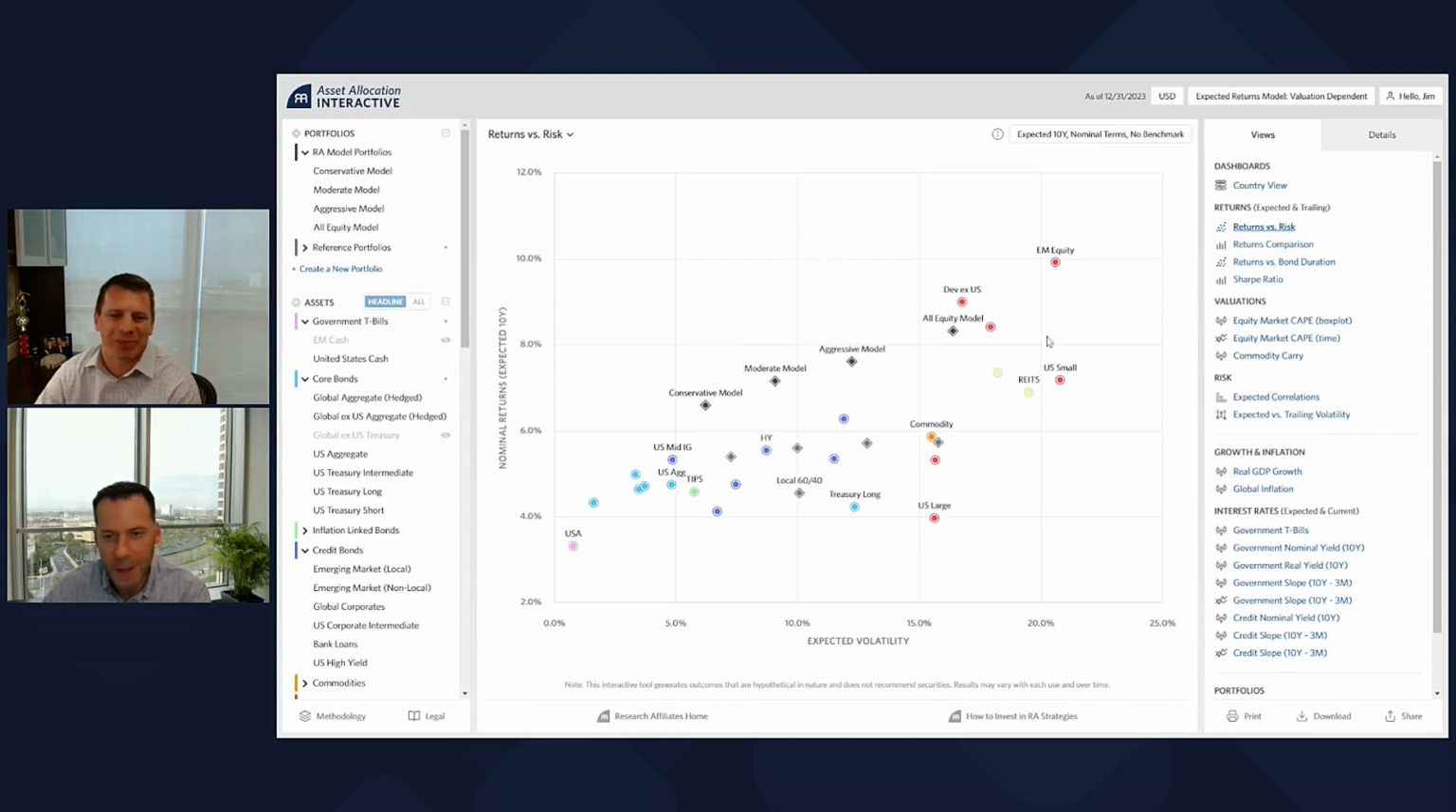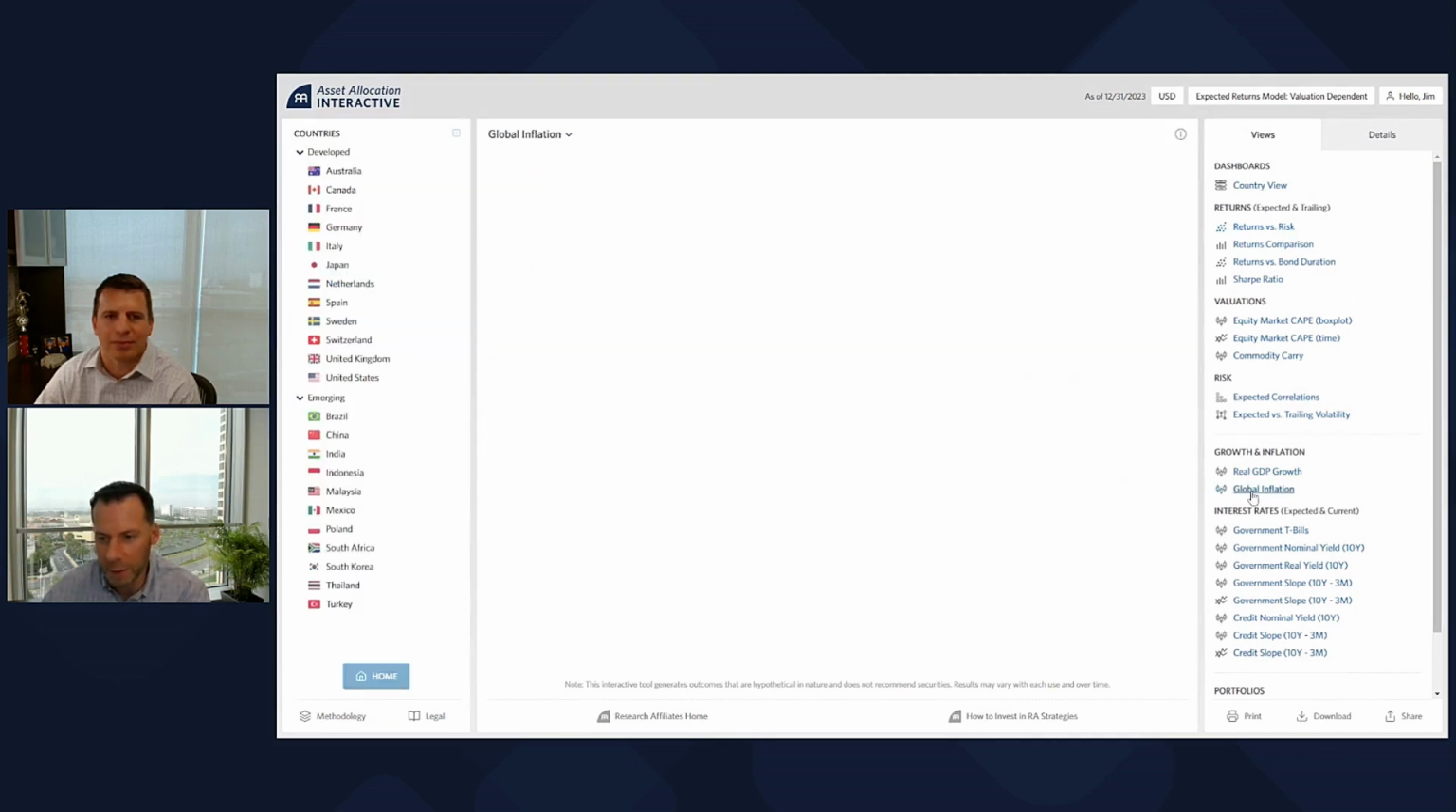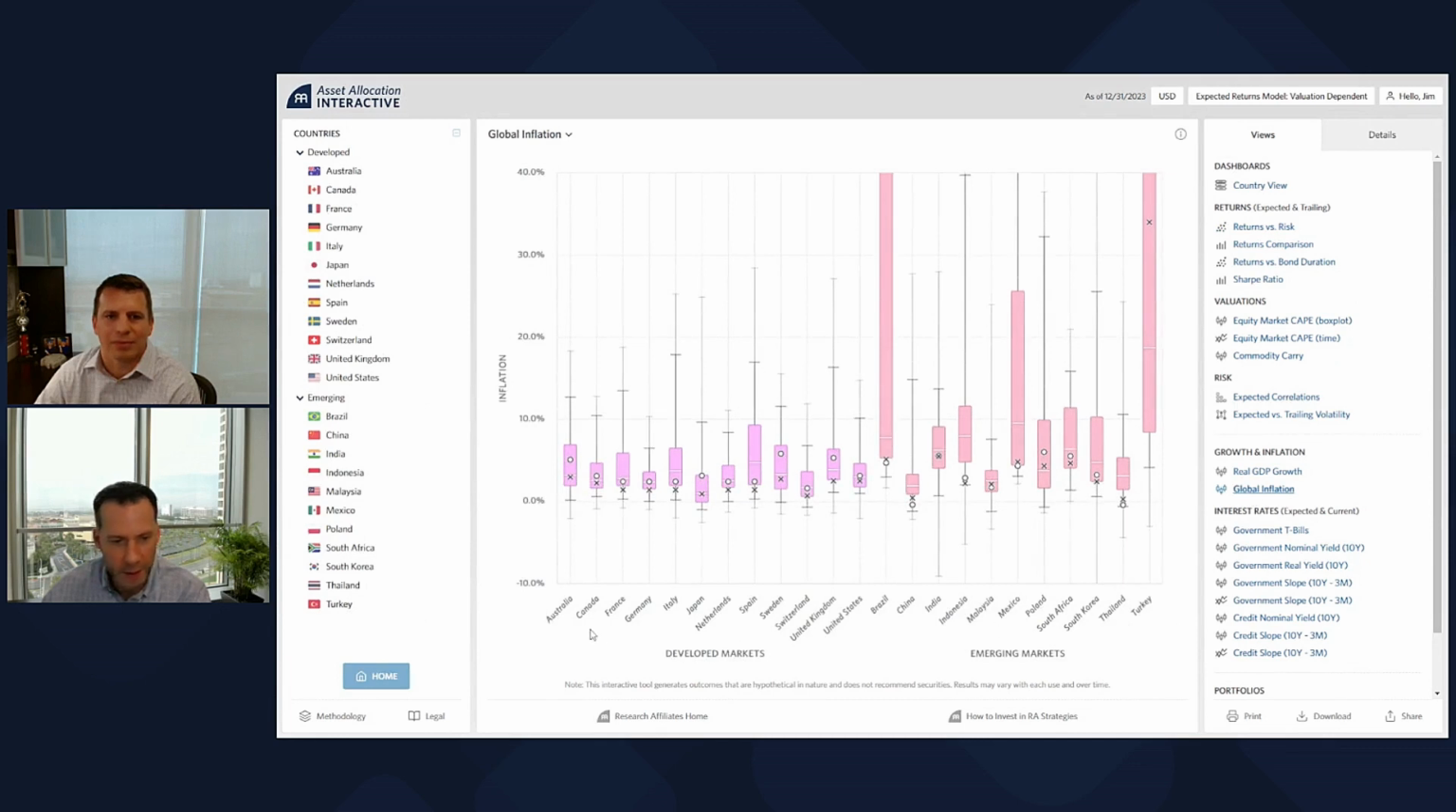Sure, absolutely. So let's move away from the scatter plot here on expected returns, and I'm just going to come over here under what we call views. These views are just various charts and information that we show on the site. So we don't just show expected returns; we show a lot of other things. And I'm going to go down here to where we have global inflation, and a lot to digest here on the page. To make it simple, each one of these boxes or box plots represents a country.